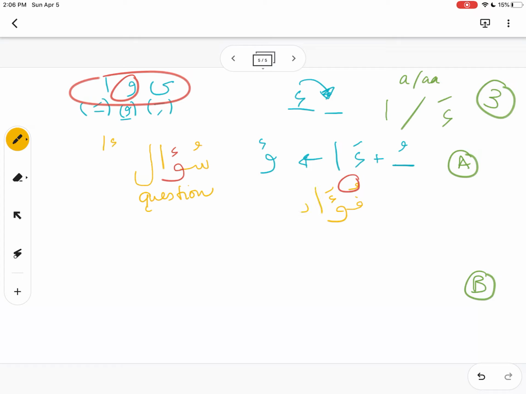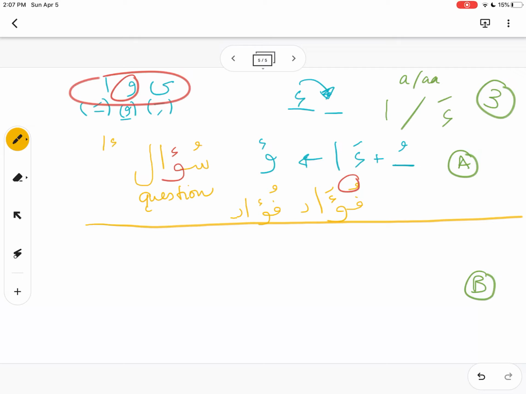It's making a long alif sound. We're going to add an alif. Fu'ad means hearts. Okay, fu'ad.